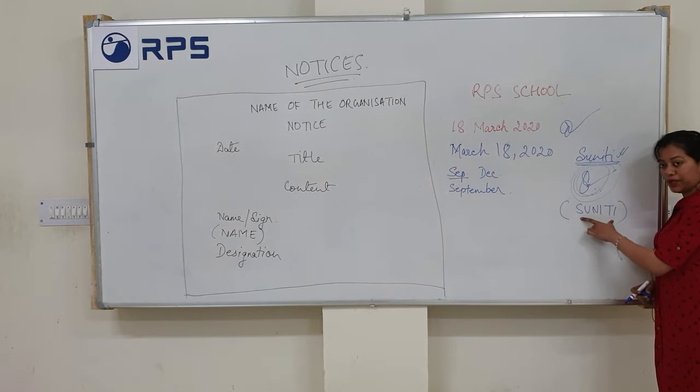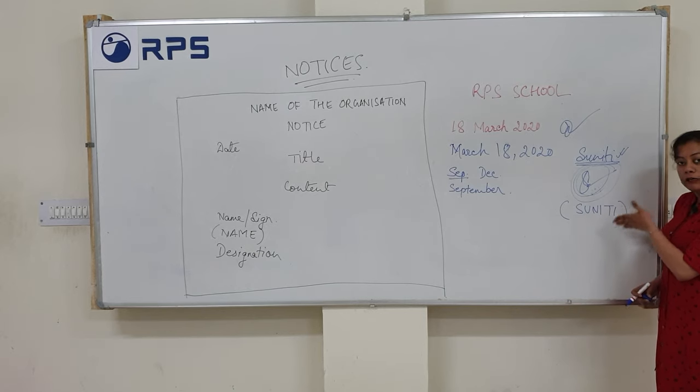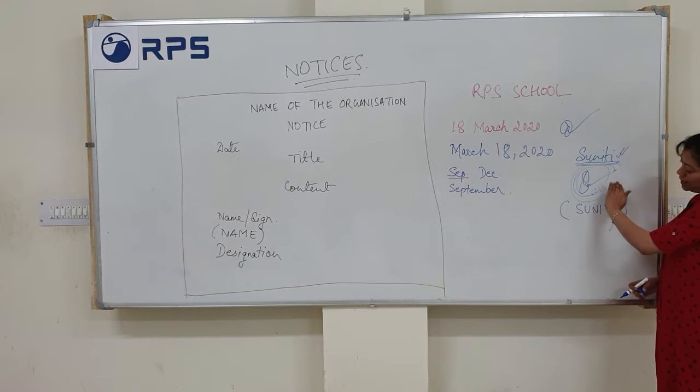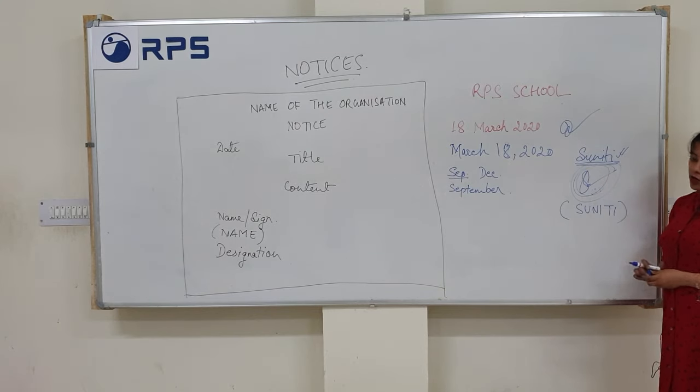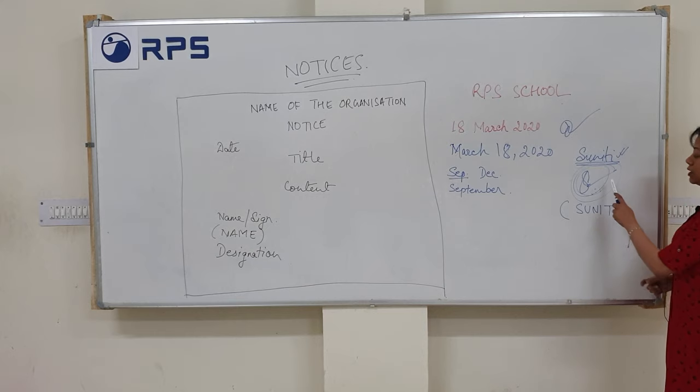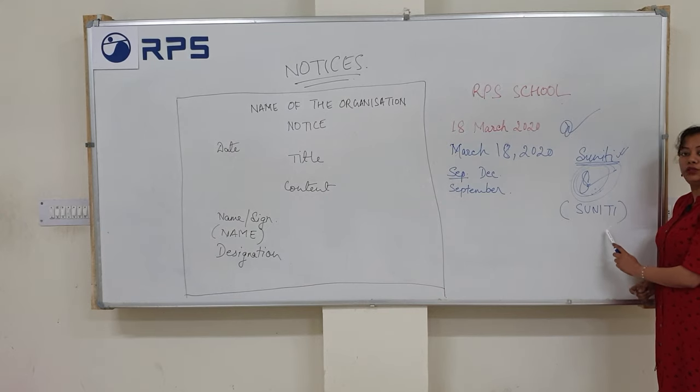हमको यहाँ पे अपने नाम को ब्लॉक में लिखना होता है. ब्लॉक में क्यों लिखते हैं? उसका रीज़न क्या है? क्योंकि ब्लॉक लेटर्स जो हैं, ये आसानी से और क्लियरली विजिबल होता है और उसको हम अच्छे से पढ़ सकते हैं. तो किसने इस नोटिस को इशू किया वो हमें पता लग गया कि भाई सुनीति नाम के किसी पर्सन ने इस नोटिस को इशू किया. ये मकसद होता है यहाँ पे दो बार लिखने का, साइन किया एंड देन द नेम.